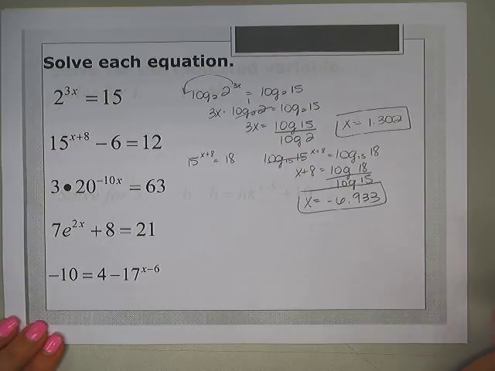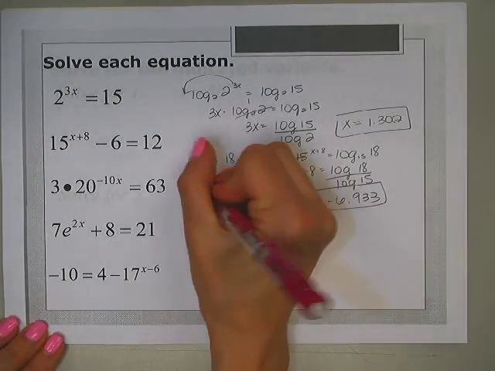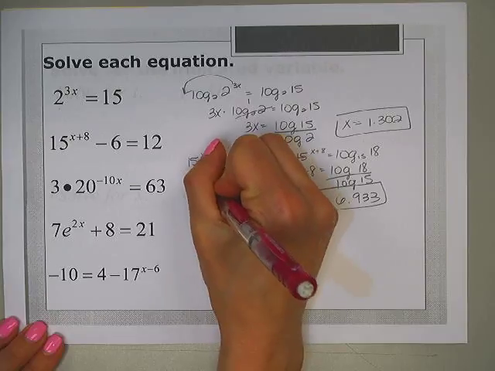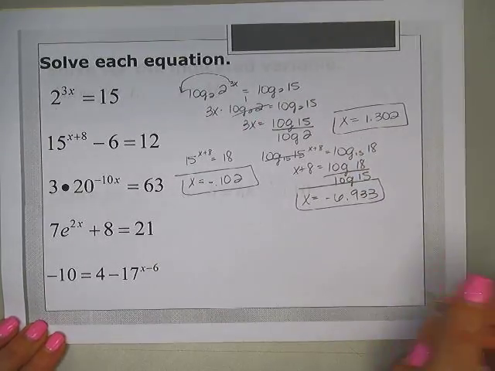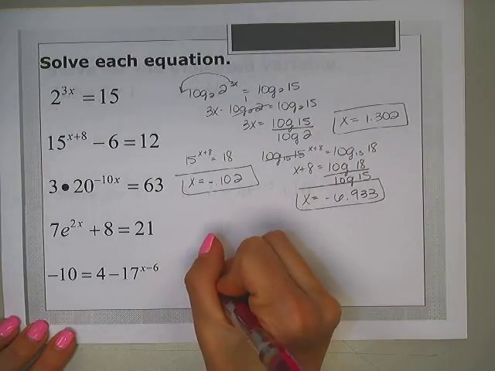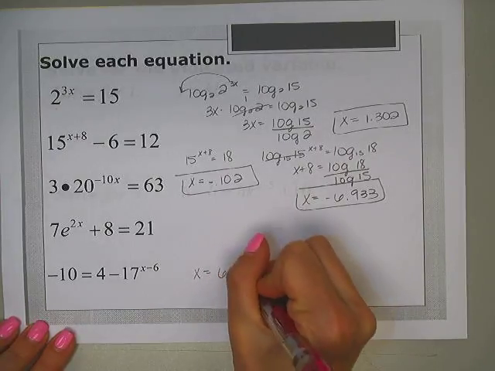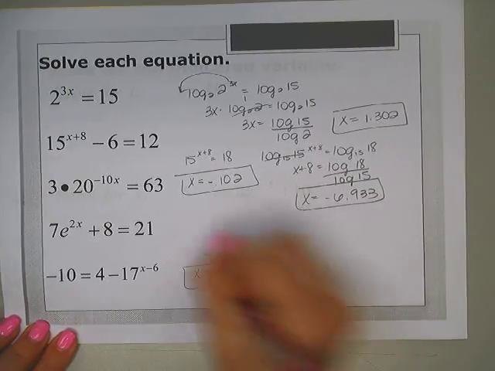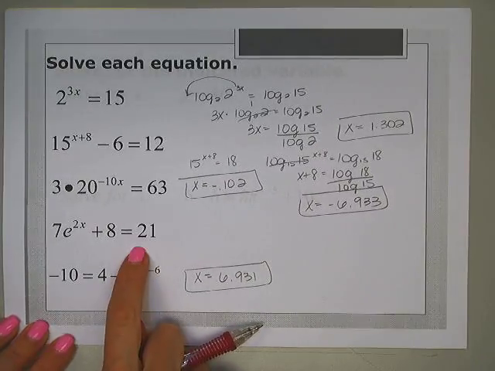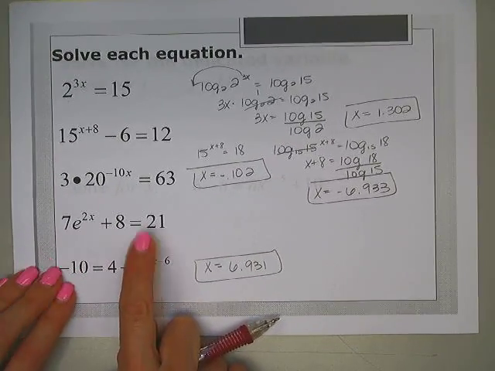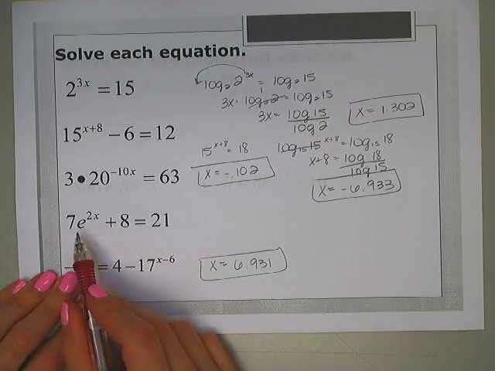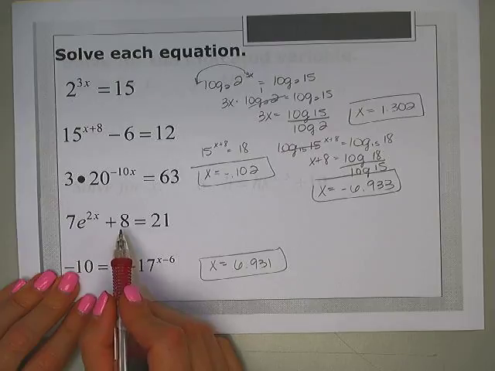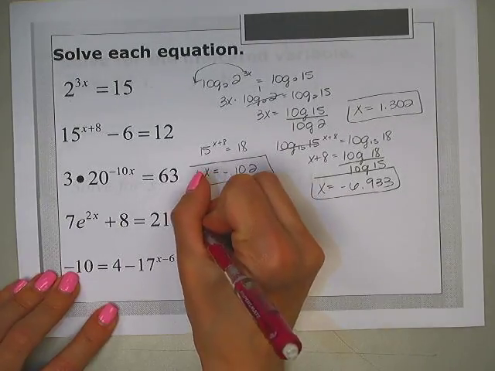Take a minute, pause the video, and try solving these. Try solving the third and the last. And then we'll go over this middle one together. The third example on this page comes out to be x equals negative 0.102. The last one on this page turns out to be x equals 6.931. Let's take a look at the one in the middle.